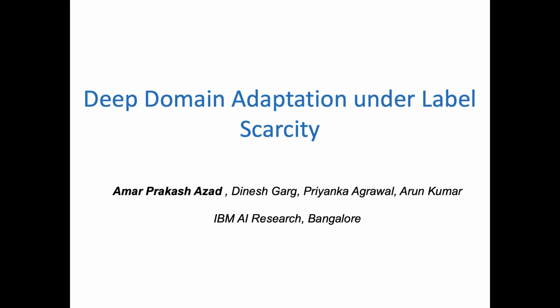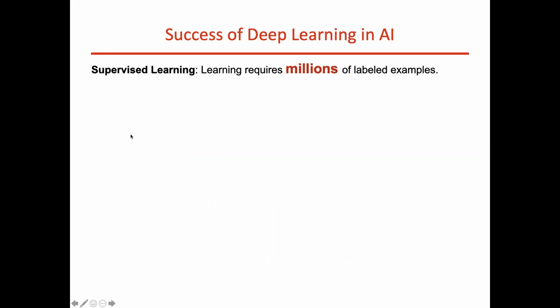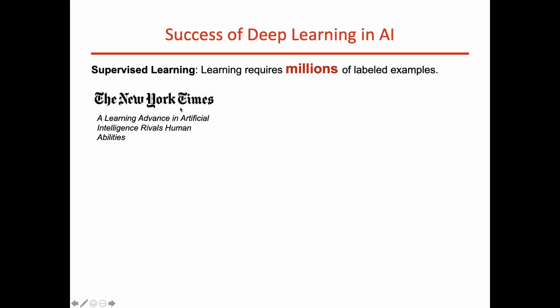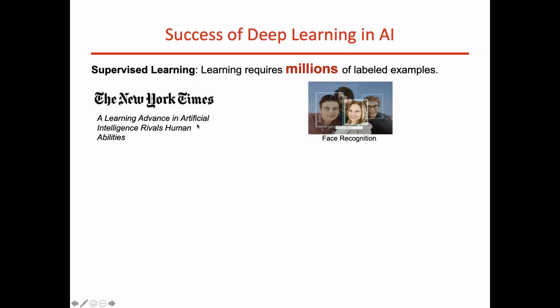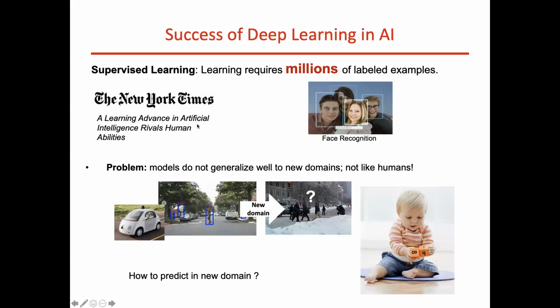I'll be talking to you today about deep domain adaptation under label scarcity. Before we dive into domain adaptation, deep learning has been very successful due to one of the most common supervised learning algorithms, which requires a large amount of data, and has been very successful in almost all the areas where it has been applied, such as NLP or images. But one of the problems we always face with such models is that they do not generalize very well to a new domain, unlike humans do.